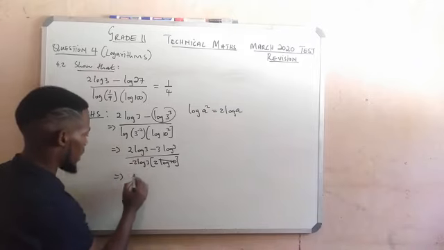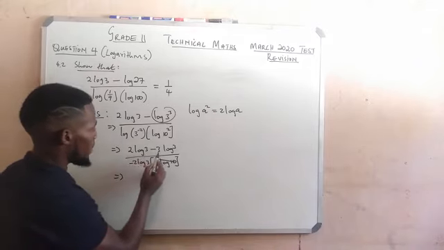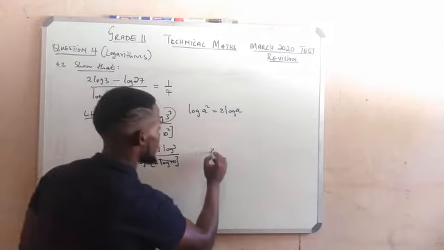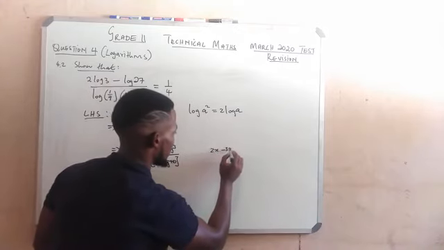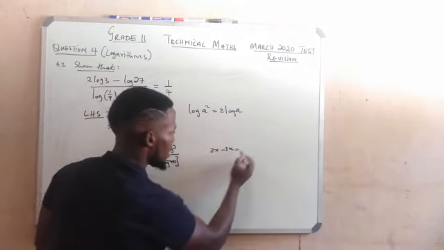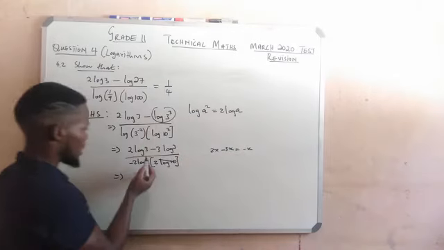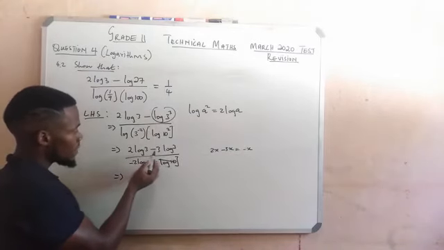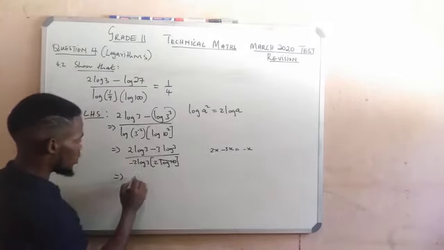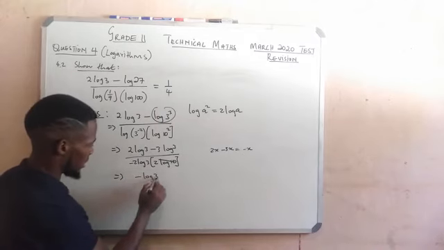So look at this now. You have 2 log 3 minus 3 log 3. This is still the same as 2x minus 3x. What will be the answer here? It will be minus x. So the same applies to this one. 2 log 3 minus 3 log 3 will give us minus log 3.